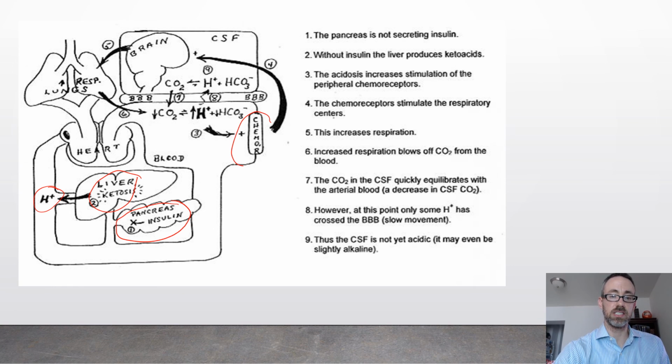And so you see that there, it's stimulating the chemoreceptors that are located peripherally, again in the aorta or the carotids. And it stimulates them. And when it stimulates them, that increase in hydrogen ion concentration is going to stimulate the respiratory centers in the brain. And in response to that, that's going to increase our respiration in the lungs. So it's going to increase the rate and the depth with which we breathe.